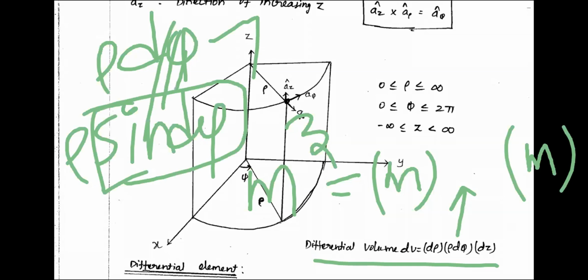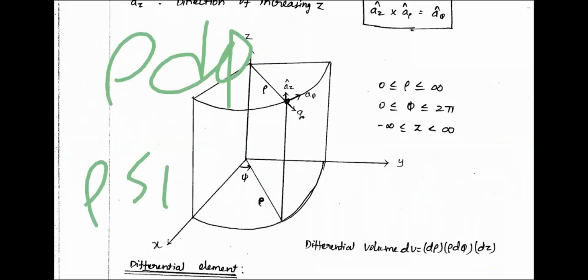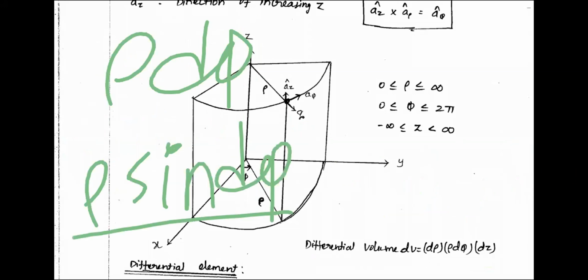Again, that is also a number. So in this case, d phi is a number. In general, d phi is in degree or radian. But in this case, it is an approximation to sin d phi. So that's why you are getting meter only, so finally meter cube. Please, somebody verify this. We are getting rho d phi, but the actual value is rho sin d phi. Is it correct or not? Somebody verify.